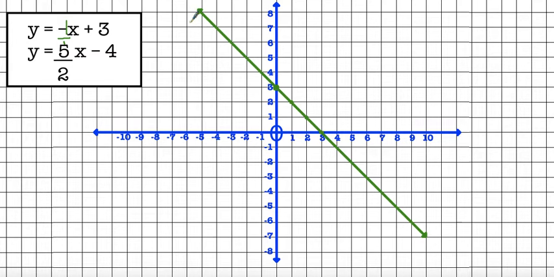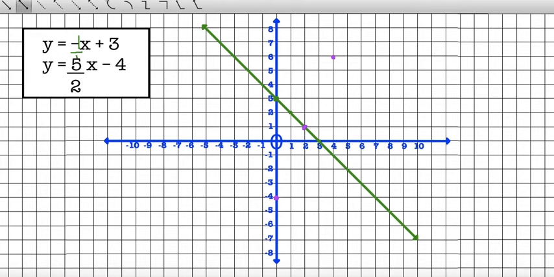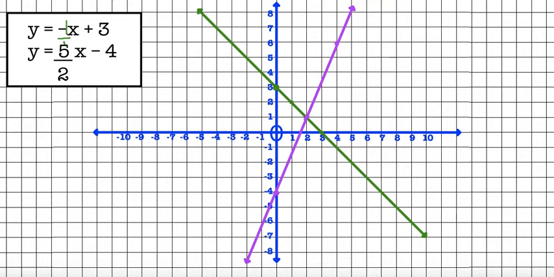Now we have y is equal to 5 over 2x minus 4. We could start off by plotting our y-intercept, which is negative 4. We know that our slope is positive, so we're going to go up 5, so our rise is positive 5, 1, 2, 3, 4, 5, and we go to the right 2. We go up again 5, and then to the right 2. Now I'm going to draw our line. We could see that these two lines meet at 2, 1, making this our solution. So it's one solution at 2, 1.